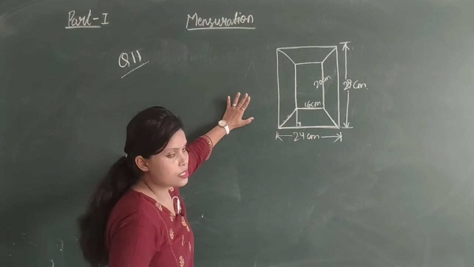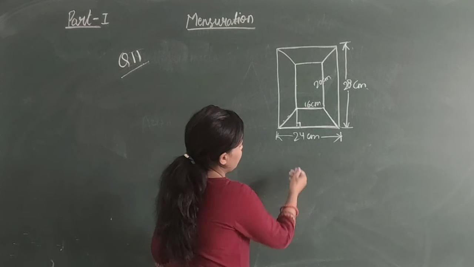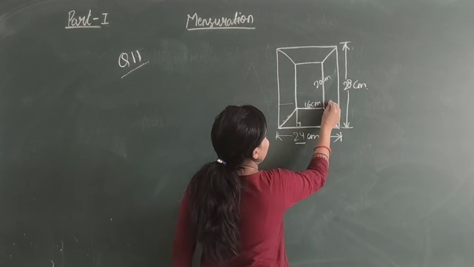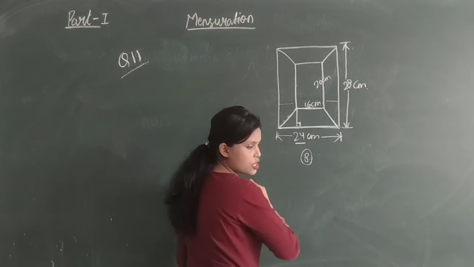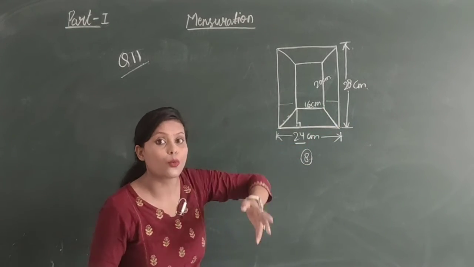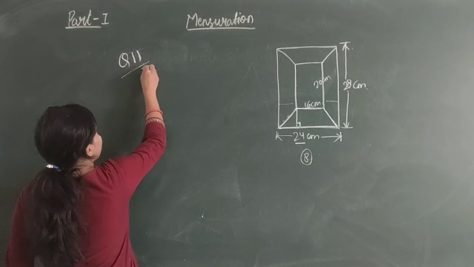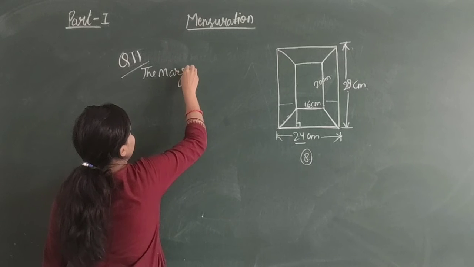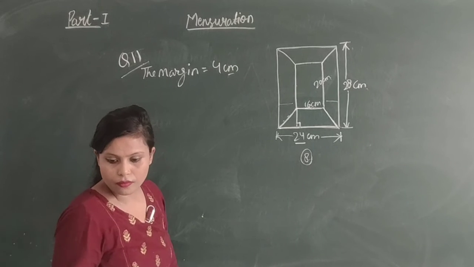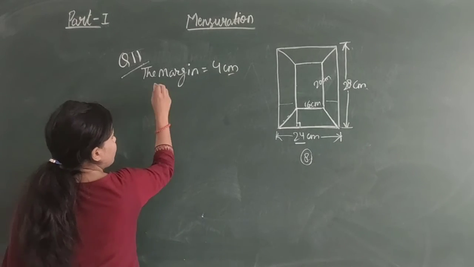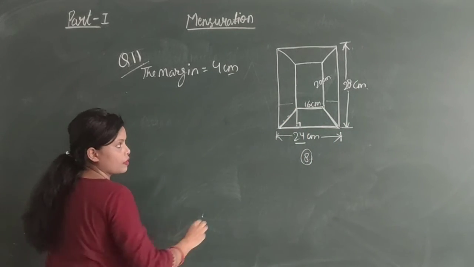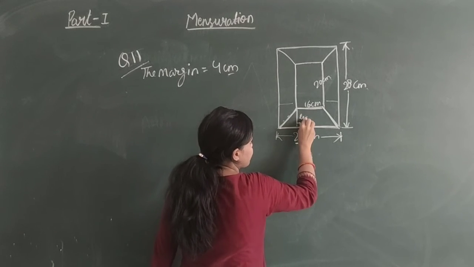Now, if we observe this figure, this is 24 and this is 16, right? That means this plus this will be 8, and the question has said that each margin is equal, right? That means the margin is equal to 4 centimeter. Now, if we apply the formula of trapezium, we get the height of this as 4 centimeter.